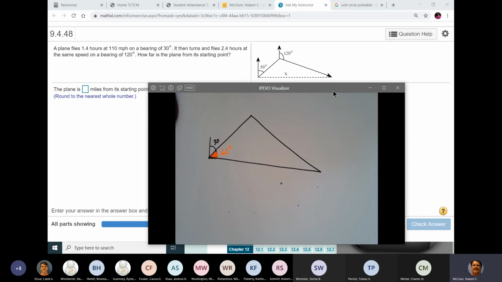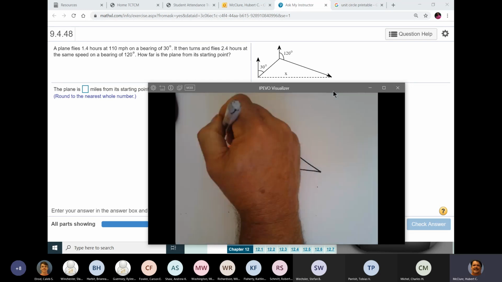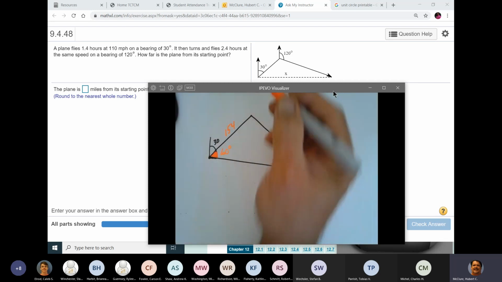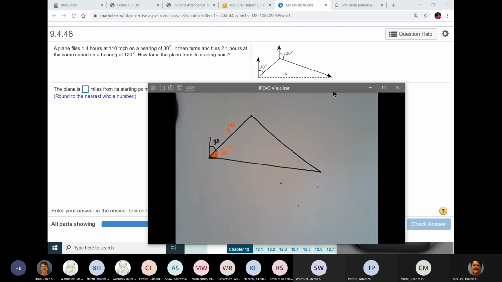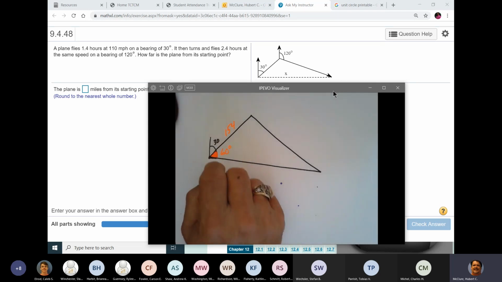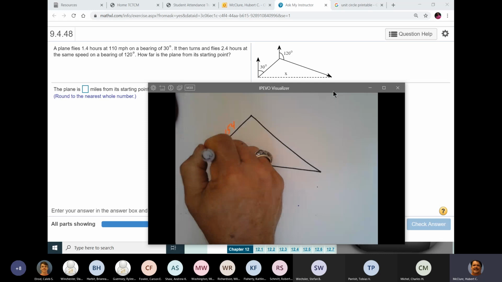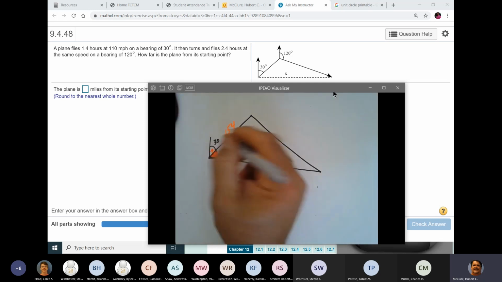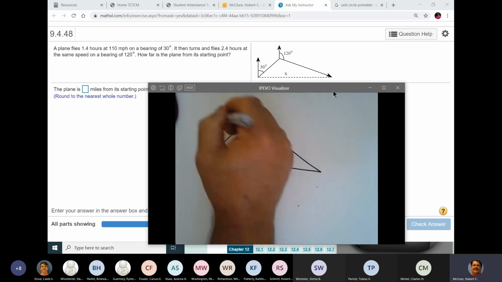Well, I'm fixing to do it. 1.4 times 110. That's 154. So this distance right here is 154, whatever, feet, miles, whatever. Now I've got this angle right here, and that little man is standing right there. So that's the hypotenuse, and this is the adjacent.